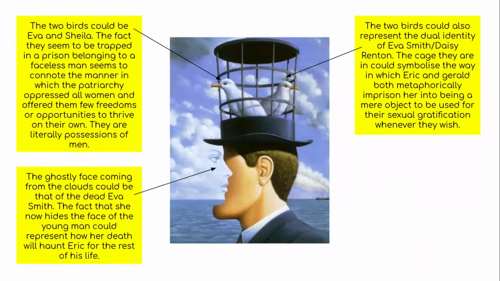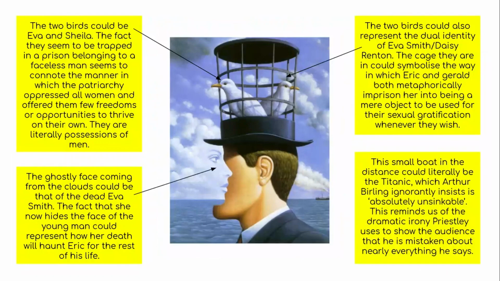Thirdly, the ghostly face coming out of the clouds that obscures the face of the man, to me, could be the ghost of Eva Smith. And it reminds us that actually she is going to haunt Eric and possibly Gerald for the rest of, well, certainly Eric's life because of what he did to her. And therefore, perhaps it's going to be something that is most important in his mind forevermore, exactly what he did. And then finally, the small boat in the background of the image could literally be the Titanic, which of course Birling famously, ignorantly says is absolutely unsinkable.